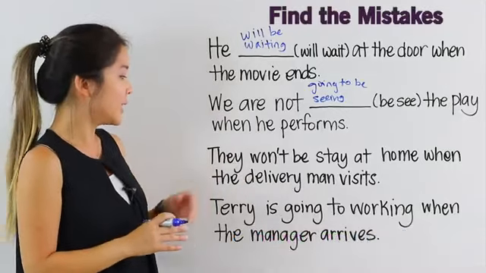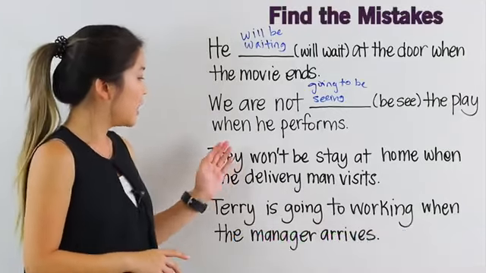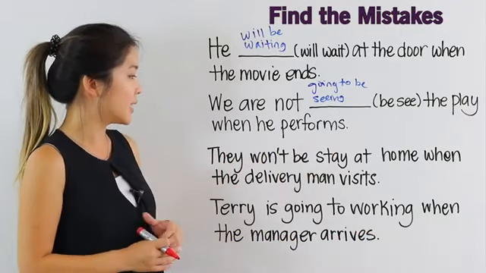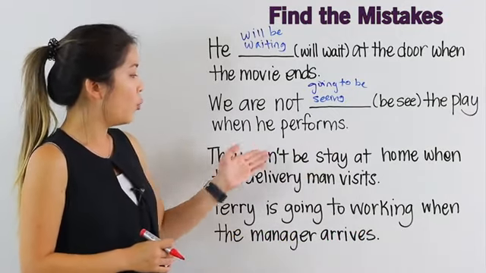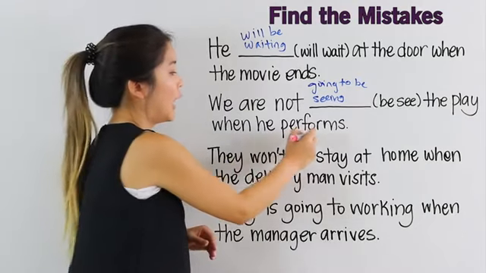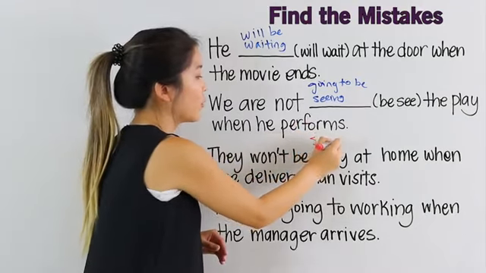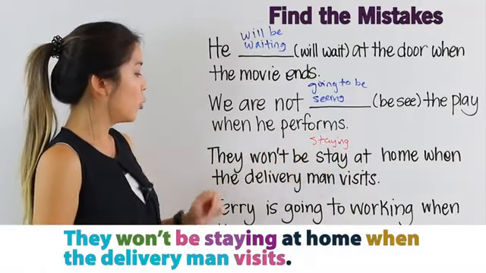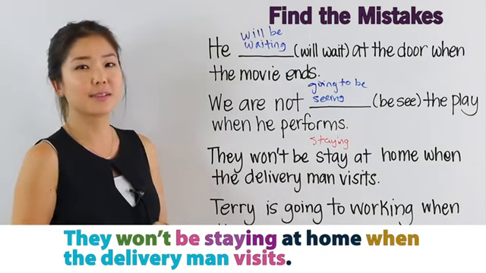Now, find the mistake in this sentence. They won't be stay at home when the delivery man visits. They won't be. That's correct in the negative form. However, we need verb ing. They won't be staying at home when the delivery man visits.